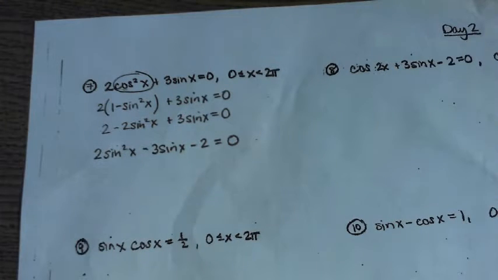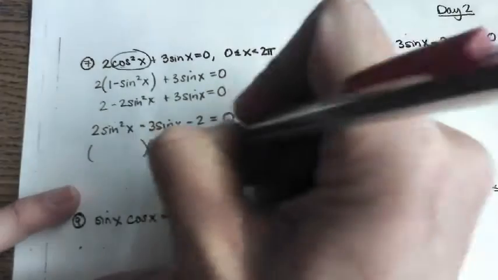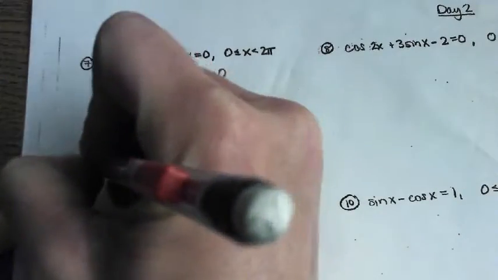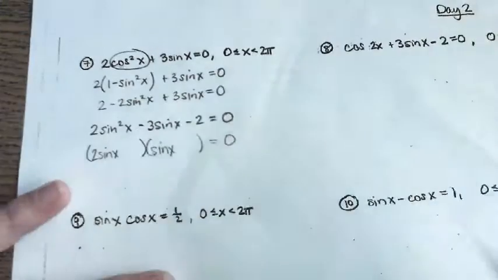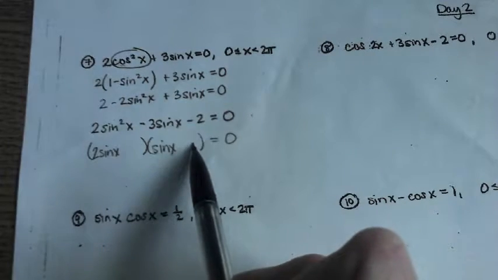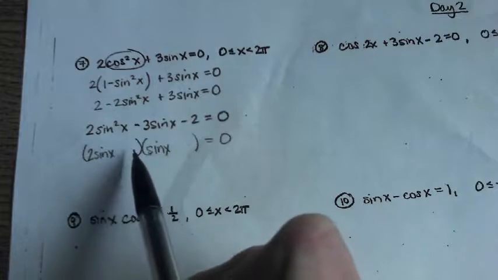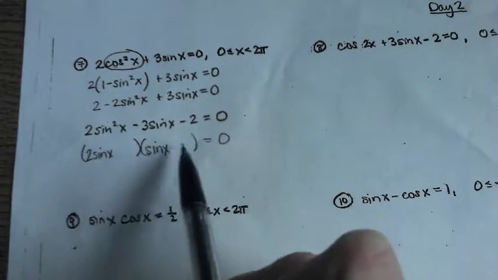And now it's just, what kind of problem? Factoring. Yep. Quadratic factoring. So we have no option other than 2 sine x times sine x. We have to use 2 and 1. The question is, do I do 2 and 1 or 1 and 2? Because this one's going to get doubled, and this one is not. So 1 and 2 or 2 and 1?